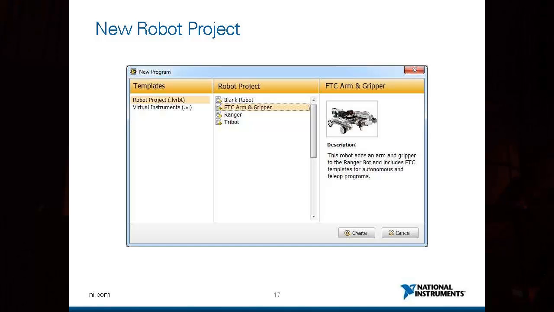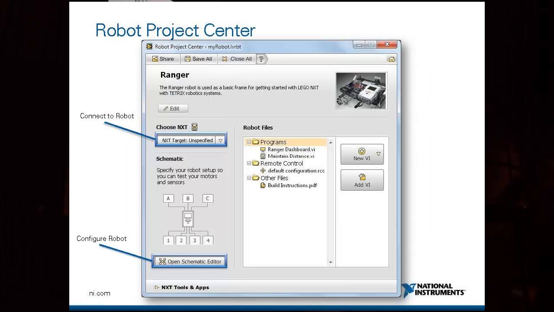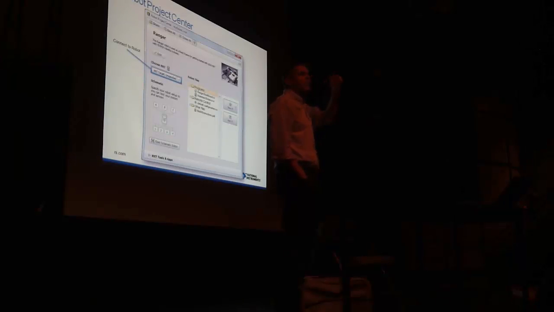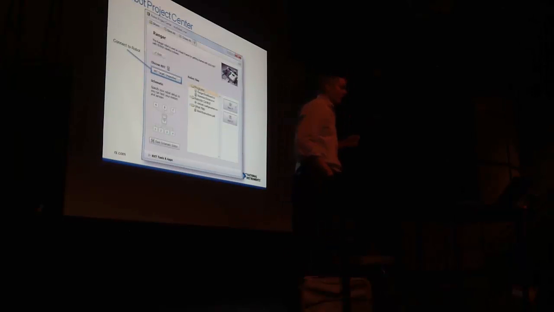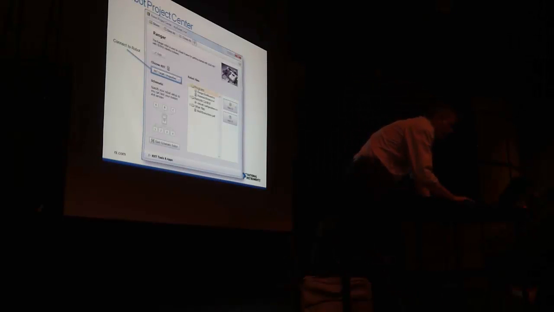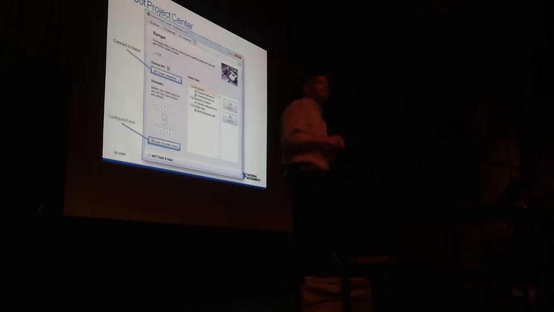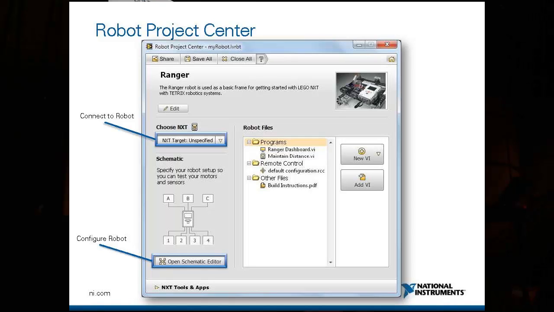For this new robot project, you just select the FTC arm and gripper, and then you get this created directly. It looks a little bit different. You get an autonomous mode and the default configuration. The first thing you should do is connect to your robot. You have different ways to connect: over Wi-Fi, over Bluetooth, or directly over USB. These are the three main ways to connect. And then you can configure your robot. That's the second thing you should do. You should configure your robot so that it exactly represents how it looks.